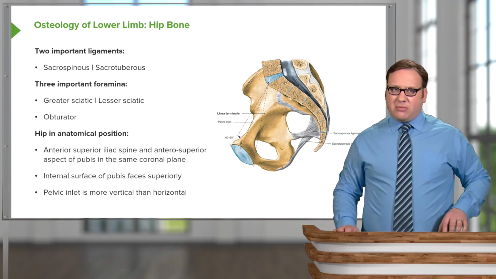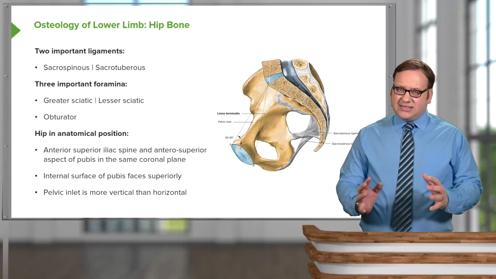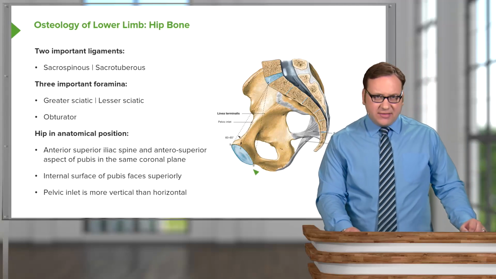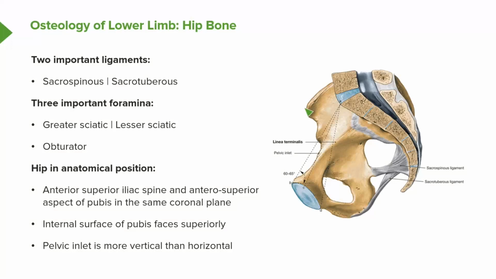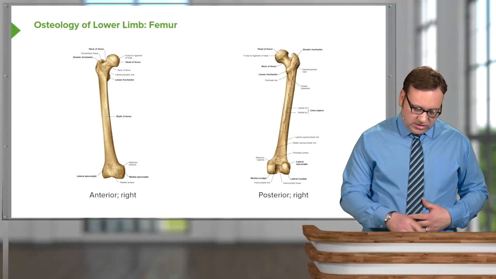We also, as I mentioned, have the obturator foramen. It's important to bear in mind the hip in its anatomical position, and that is it's tilted a lot more anteriorly than people may expect. This means that the anterior superior iliac spine and the anterior superior aspect of the pubis are really in the same coronal plane. It's tilted a lot more forwards. This means the internal surface of the pubis here is facing superiorly, and the pelvic inlet here is more vertical than it is horizontal. So the hip bone is actually tilted more forwards.